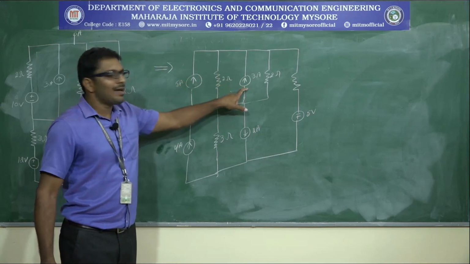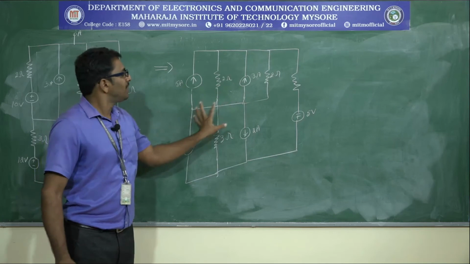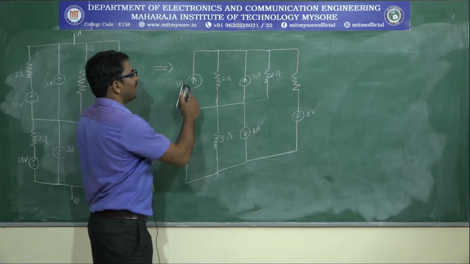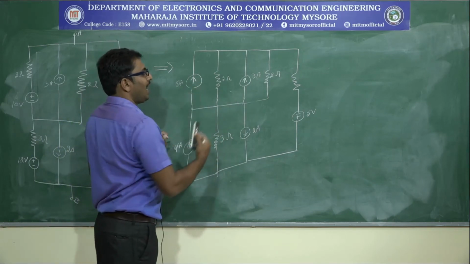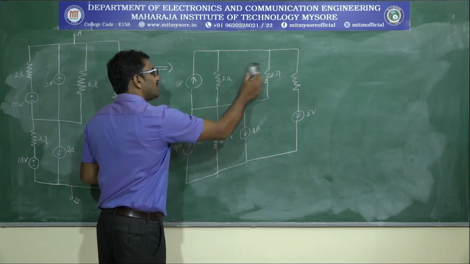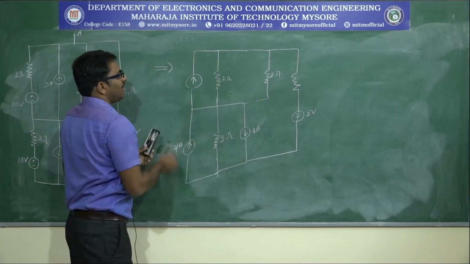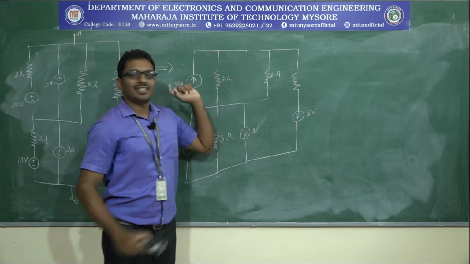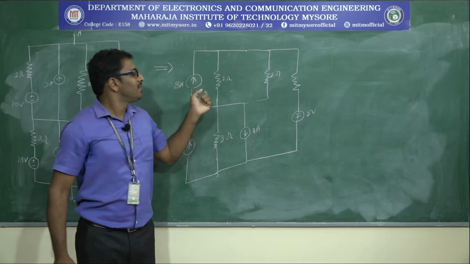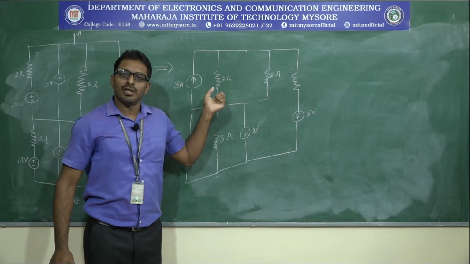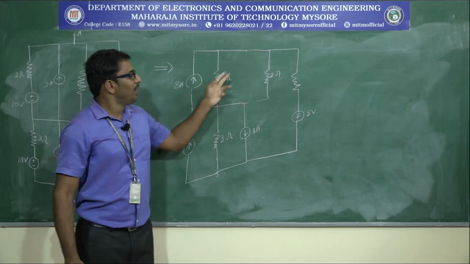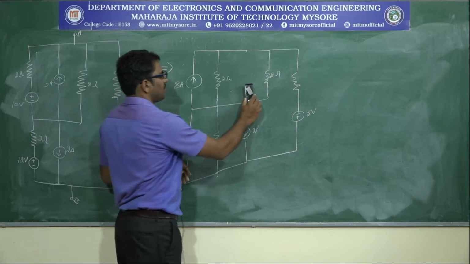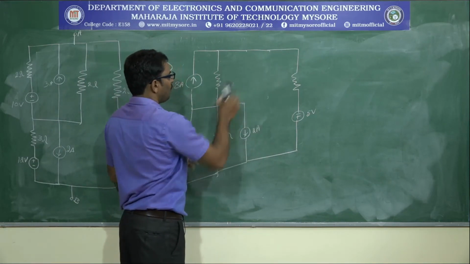5 ampere and 3 ampere are connected in parallel with the same direction. Both are supplying the current upwards. We can replace these two current sources by a single current source. What is that resultant current source value? 5 plus 3, 8 ampere. Similarly, two resistances are connected in parallel. Yes, we can obtain an effective resistance when two resistances are connected in parallel: 2 into 2, 4, divided by 2 plus 2, 4. So the effective resistance value becomes how much? 1 ohm.